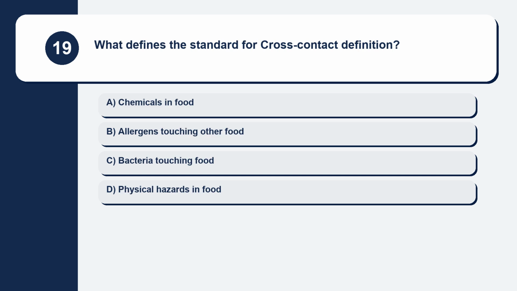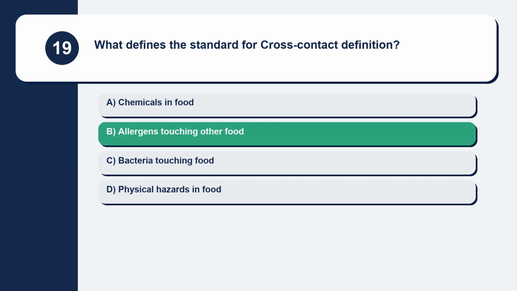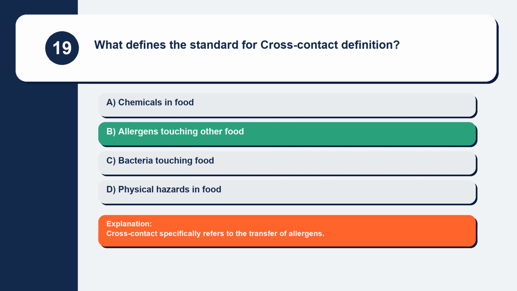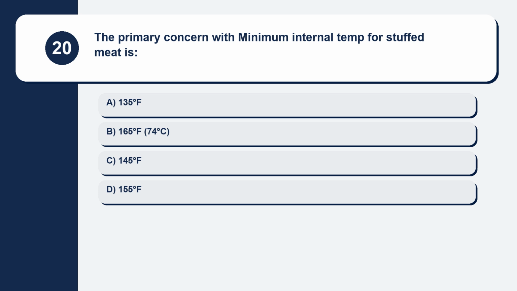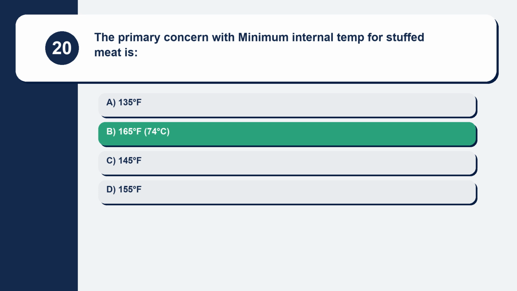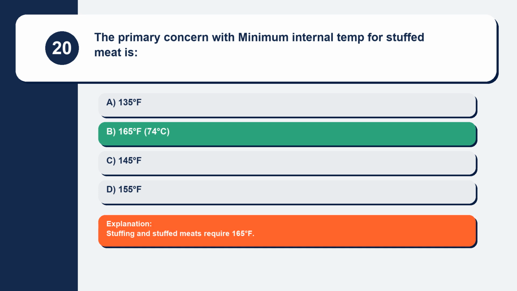Question 19. What defines the standard for cross-contact definition? Chemicals in food, allergens touching other food, bacteria touching food, physical hazards in food. Cross-contact specifically refers to the transfer of allergens. Question 20. The primary concern with minimum internal temp for stuffed meat is 135 degrees Fahrenheit, 165 degrees Fahrenheit, 74 degrees Celsius, 145 degrees Fahrenheit, 155 degrees Fahrenheit. Stuffing in stuffed meats requires 165 degrees Fahrenheit.